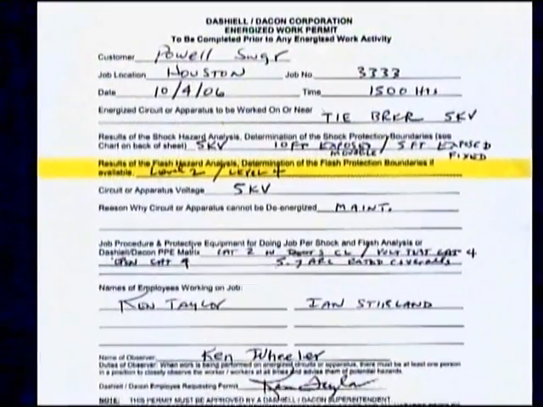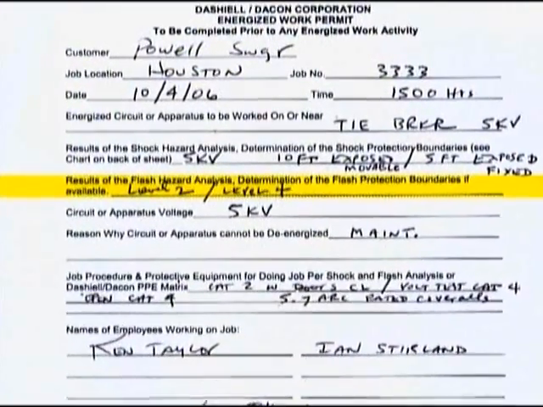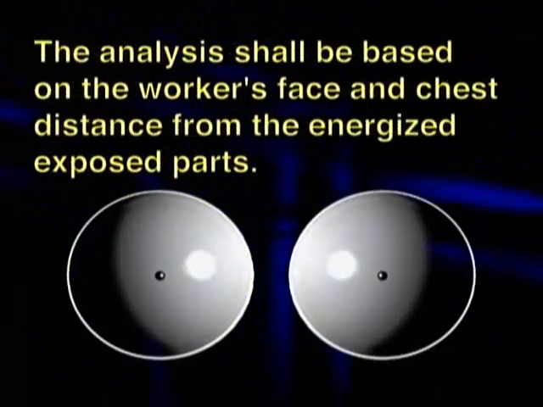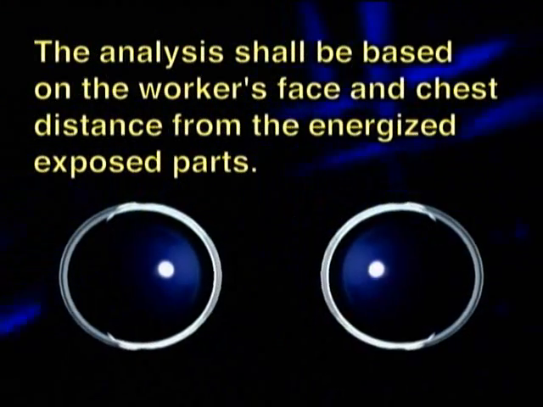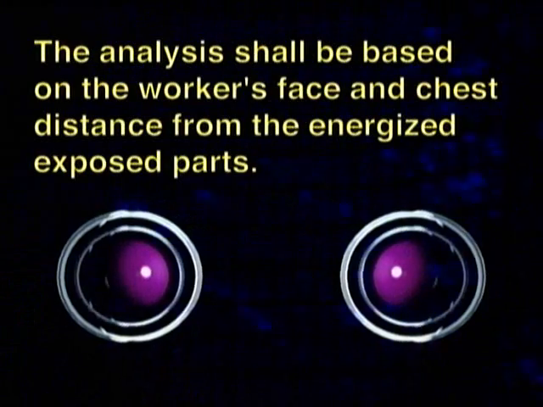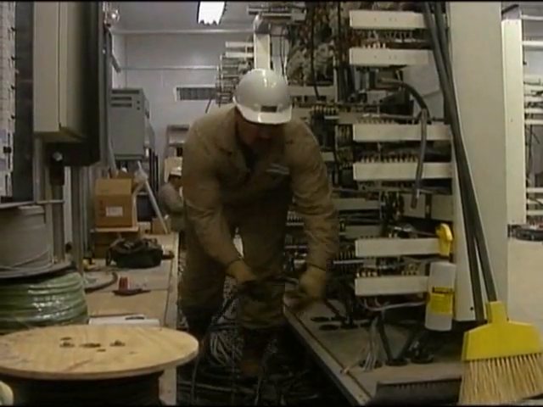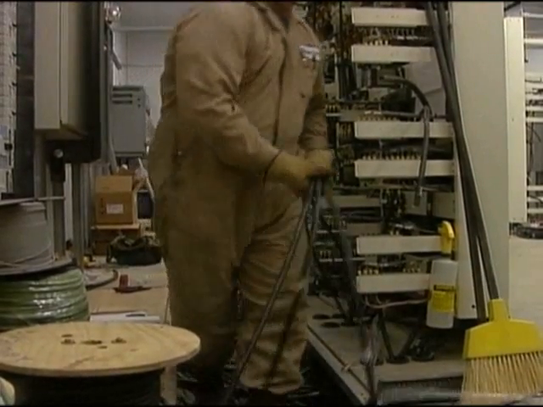A flash hazard analysis to determine the safe personal protective equipment necessary is to be performed prior to the beginning of any work. The analysis shall be based on the worker's face and chest distance from the energized exposed parts. Flame retardant clothing and other personal protective equipment is to be used within the flash boundary.